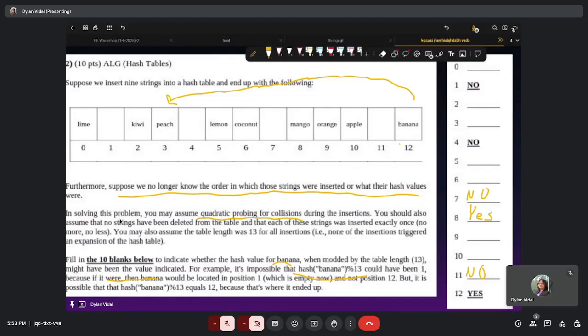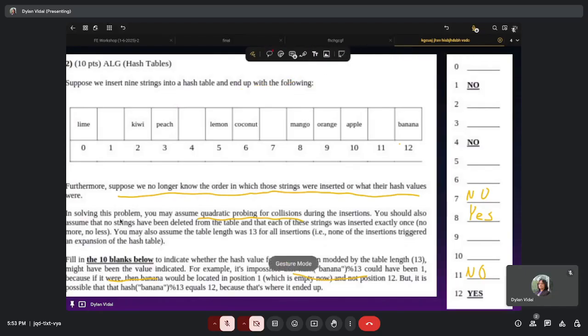No, because if we inserted it at peach and it was already there, it would have gone to 4. So that's the weird thing about this problem, you need to consider that as well, because you have to go in increments. So in this case, 3 could not have been a valid one, because again, we could have gone forward 1 and gone right there. Interesting problem, right? Kind of tricky.